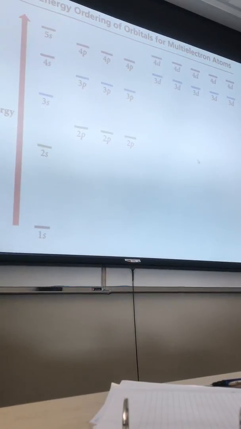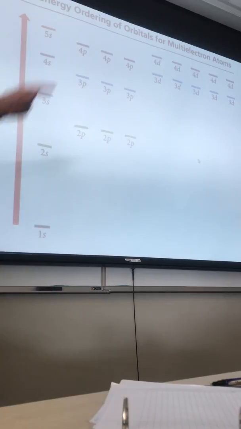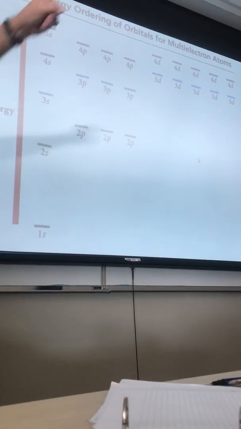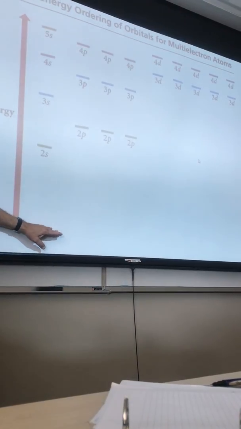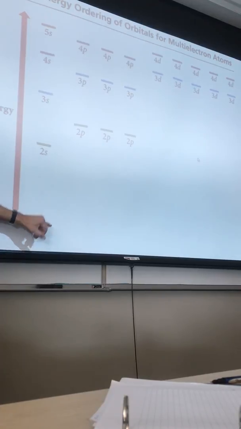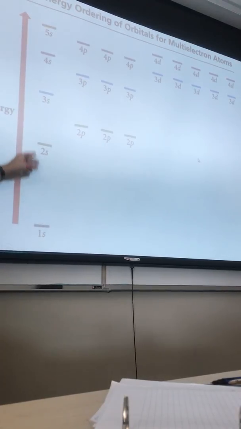How many electrons does helium have? 2. It's at the end of the row, correct? Right. So how can I have anything more than 2? Oh, true. So now I'm at helium. Now I'm going to go to the next row.